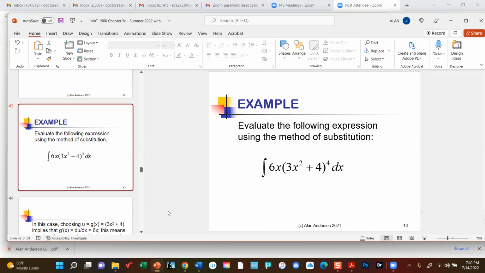But if it appears that you might be able to use the method of substitution, just be aware that if you make a bad choice for u, you'll discover pretty quickly that you're actually making the function even messier than what it started out as. So that's how you'll know you must have done something wrong. So here, what we can do is we can try letting this be u.